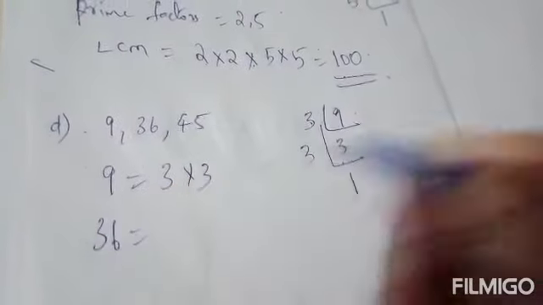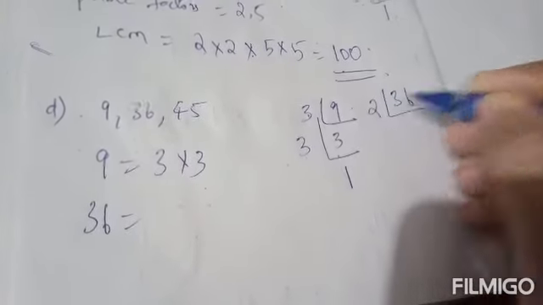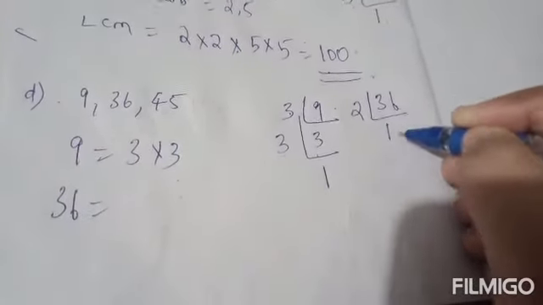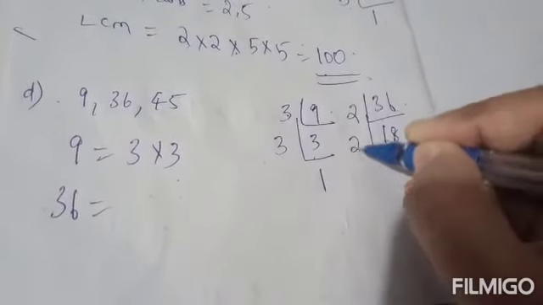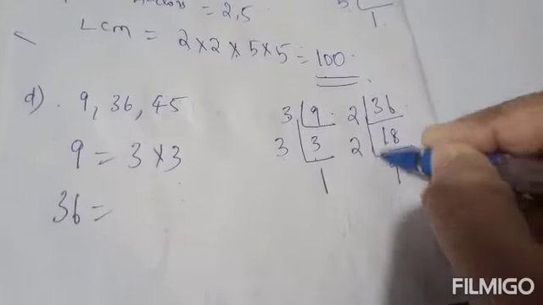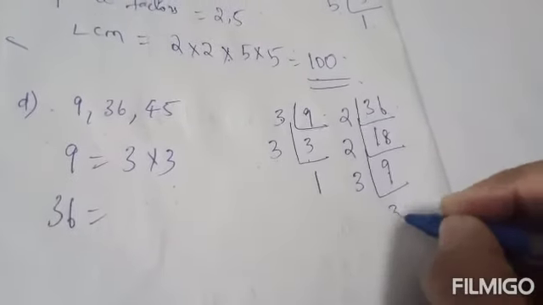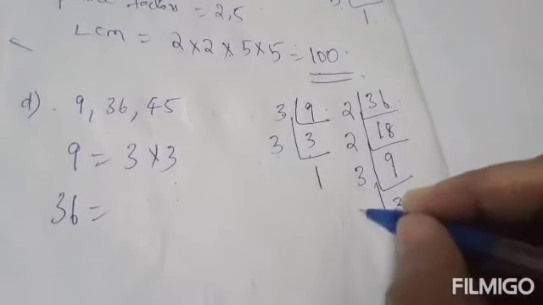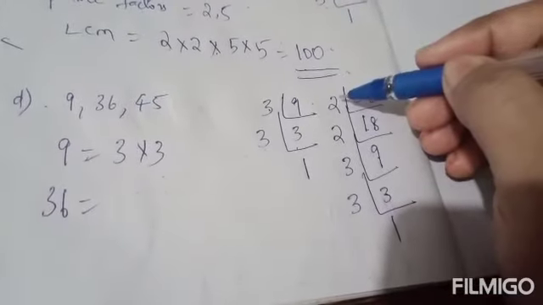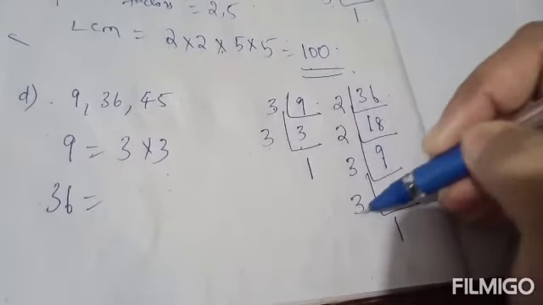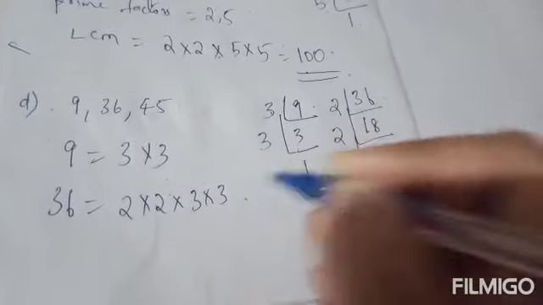Next, 36. 36 you can divide by 2. You will get 18. 18 you can divide by 2. 9 you will get. 9 you can divide by 3. You will get 3. 3 divided by 3, 1. Okay, so 36 equal to 2 into 2 into 3 into 3.